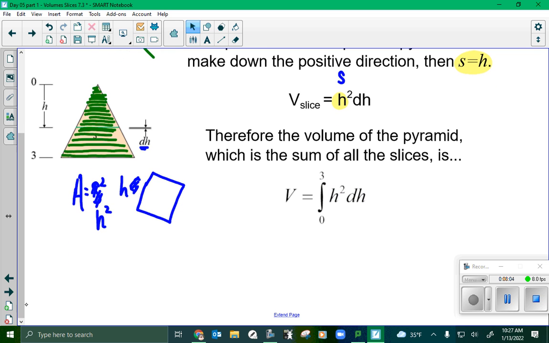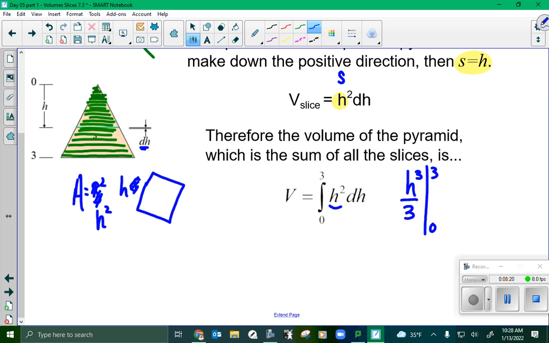So let's go ahead and find out the volume of our pyramid, which should be 9, right? Well, this is a simple integration. If I integrate this, it's going to become H cubed over 3. I add 1 to the exponent and divide by that. Oh, by the way, I want that from 0 to 3, which means I get 3 cubed over 3 minus 0 cubed over 3. Love when I get to plug in zeros, because zeros just go bye-bye. 3 cubed is 27 over 3, and oh, by the way, that's 9.